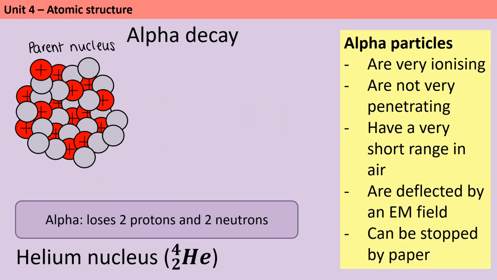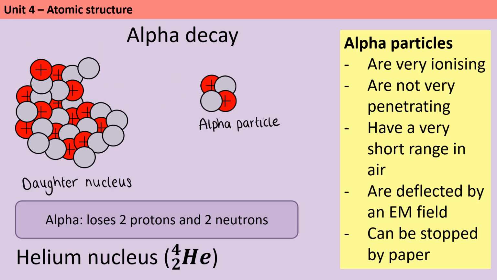The first type of radioactive decay you need to know about is alpha decay. An alpha particle is made of 2 protons and 2 neutrons, so it's the same thing as a helium nucleus. I start off with my parent nucleus of my unstable isotope, and then as it becomes more stable, an alpha particle breaks off and is released, and what's left behind is called the daughter nucleus. Now this daughter nucleus is going to be a completely different element because it's lost 2 protons, and it's also going to be 4 atomic units lighter because it's lost 2 protons and 2 neutrons.